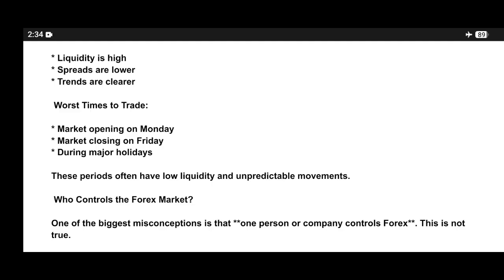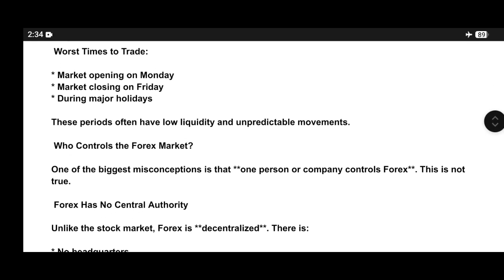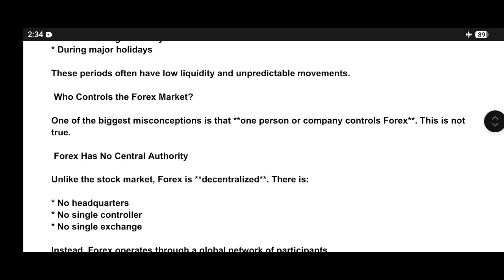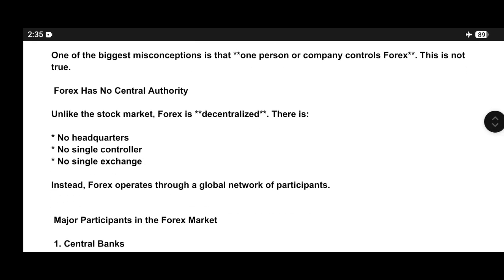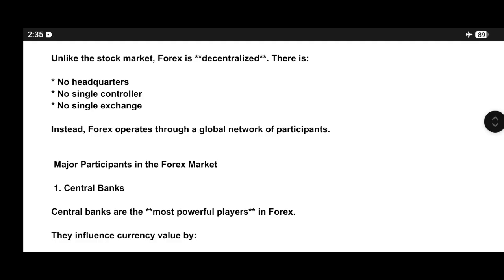You need to know this and understand who controls the forex market. It's a very important question you need to ask yourself. Who controls the forex market? One of the biggest misconceptions is that one person or company controls the forex. No, it is not true. Forex has no central authority. Unlike the stock market, forex is decentralized. There is no headquarters, there is no single controller, and there is no single exchange. Are you getting me? Instead, forex operates through a global network of participants.